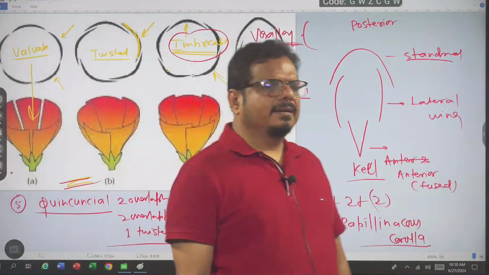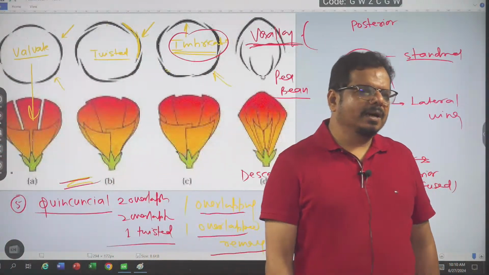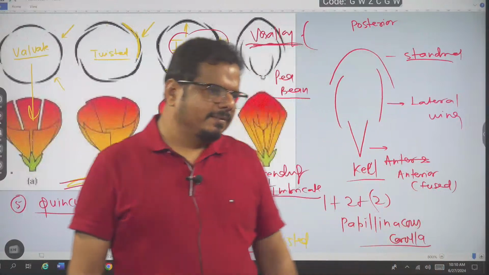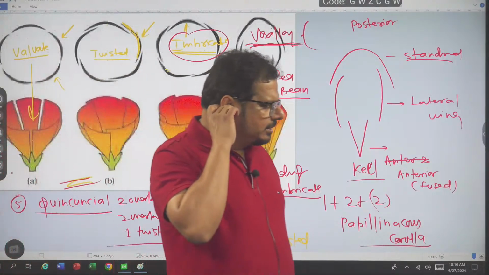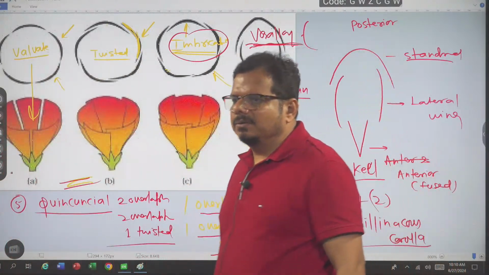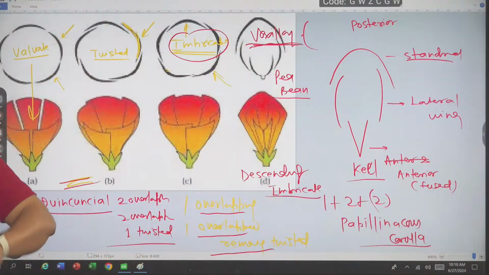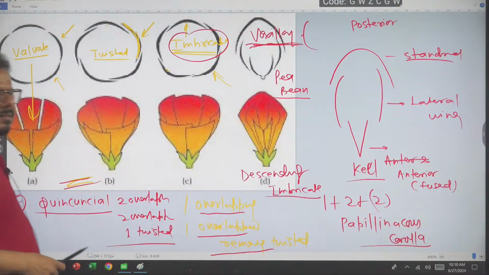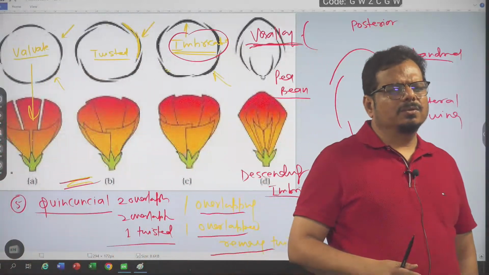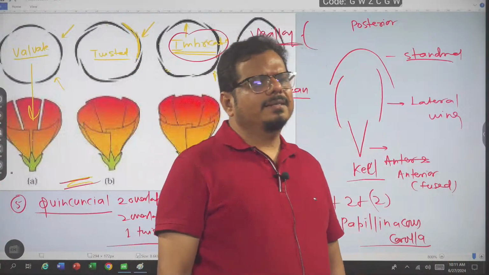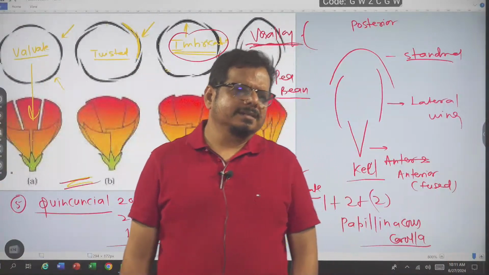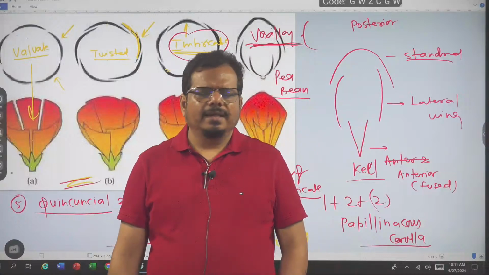It is not simply written in NCERT; that's the reason I told you how imbricate and quinquincial are different. Chances of asking are negligible. It is simply written in the lab manual, so I told you. So this is about aestivation, and I think time is almost finished. So we can't start any new thing. Gynoecium we will take care of in the next class. After that, fruit and seed. So next class agenda is Gynoecium, fruit and seed.